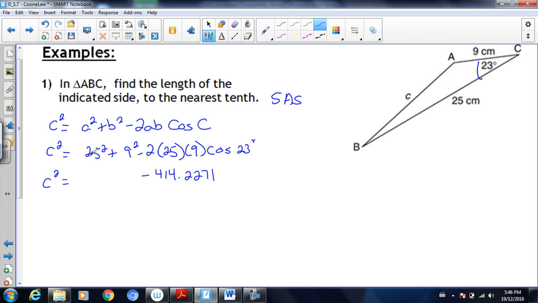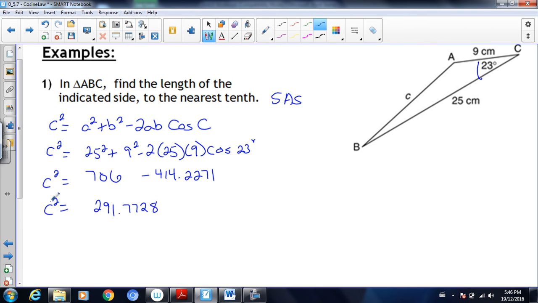Now I can go ahead: 25 squared plus 9 squared, you should get 706. So when I subtract 414.2271 from 706, I should get 291.7728. Okay, sorry, this is C squared.